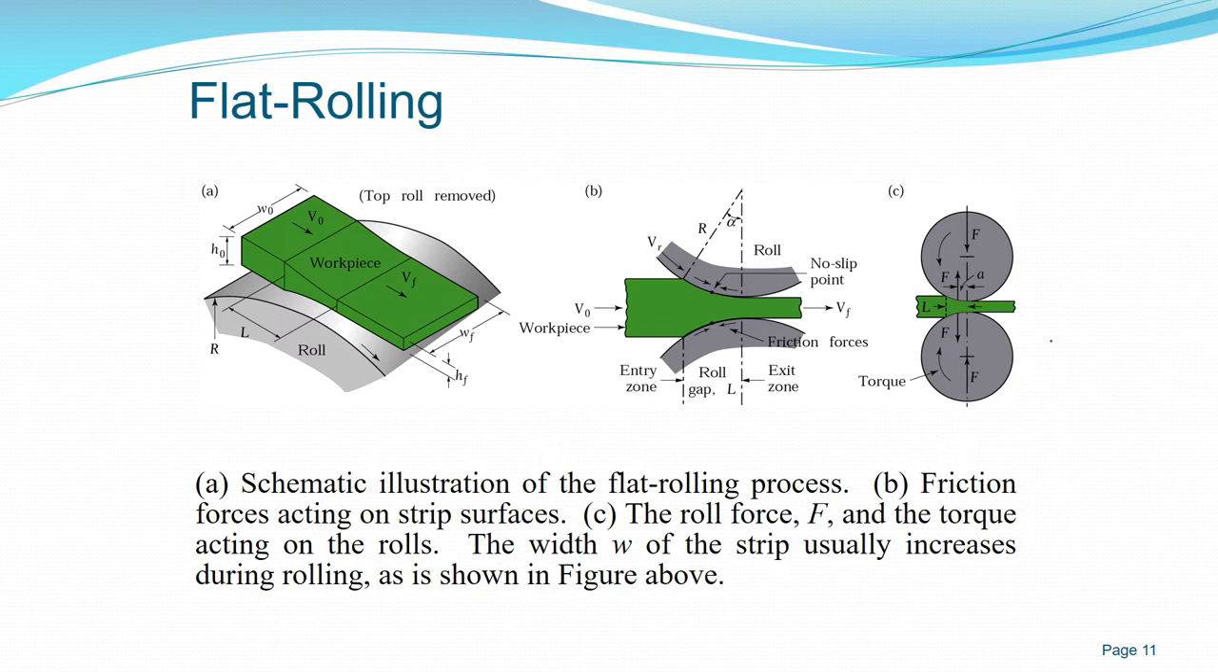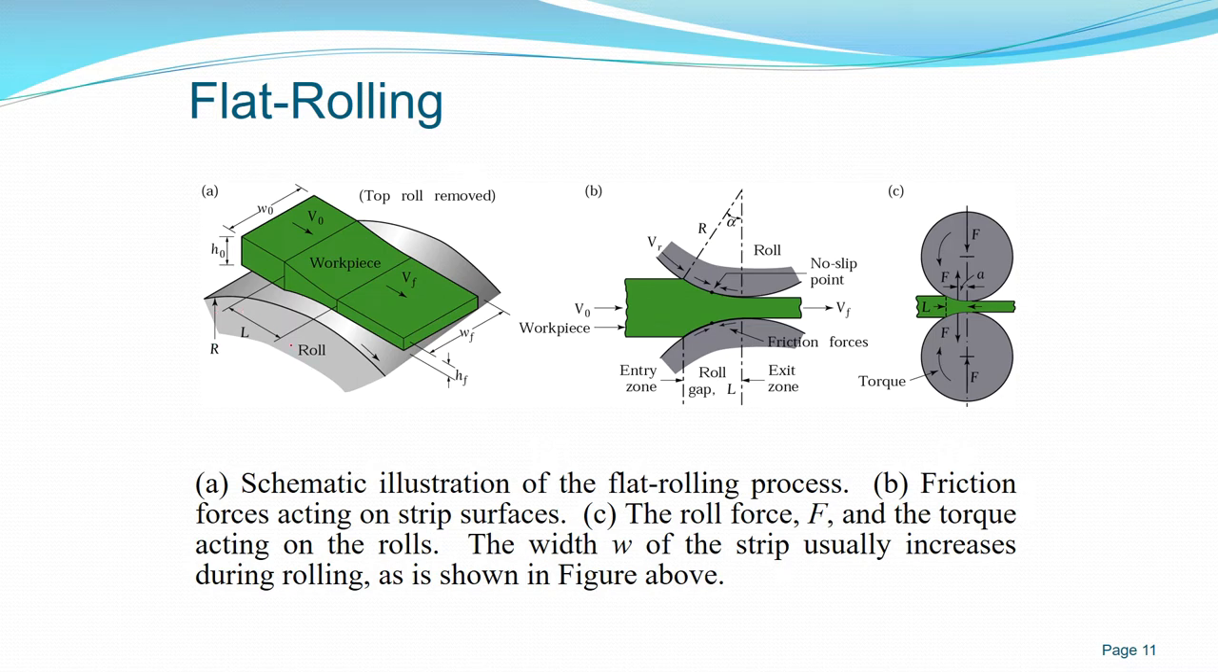If we remove the top roll, this will be the bottom roll, and here will be the initial width and initial thickness. If we multiply it with the length, we have the initial volume. This will be the initial volume, and this is the workpiece. This will be the final volume.